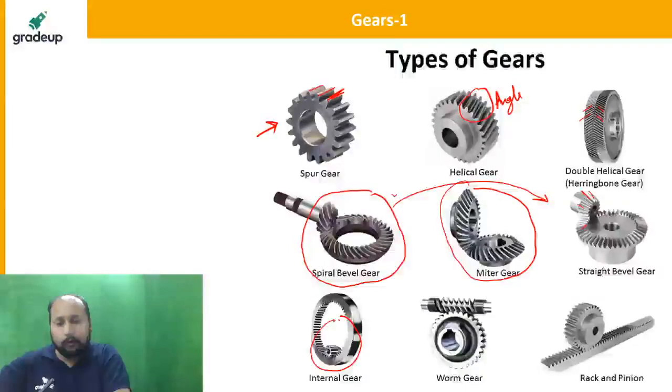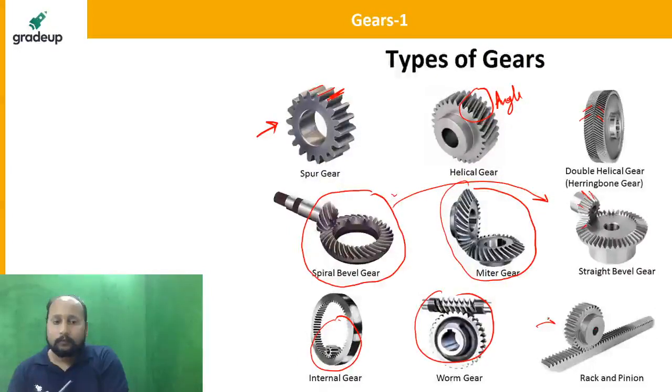Everyone able to see internal gearing? This is your worm wheel. And the students have asked about rack and pinion. Yes, exactly, differential. This is your rack and pinion.